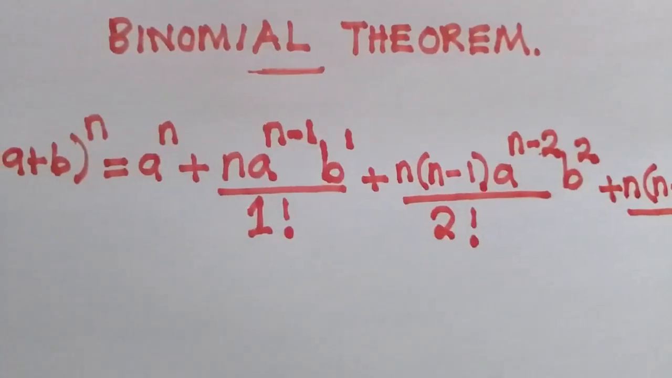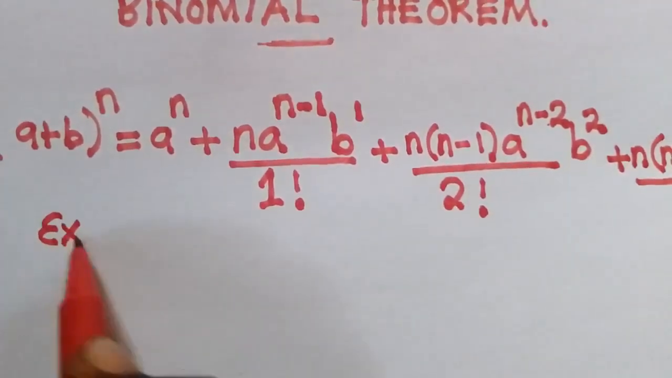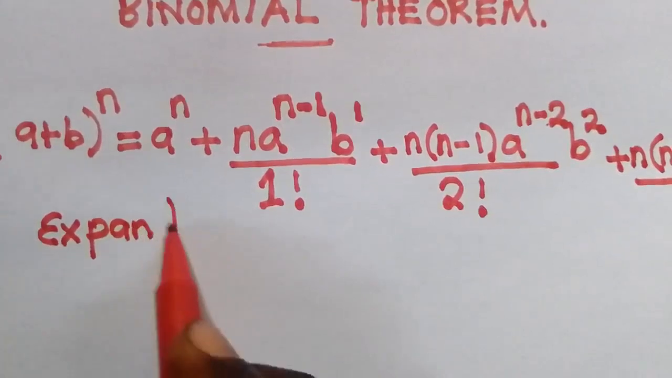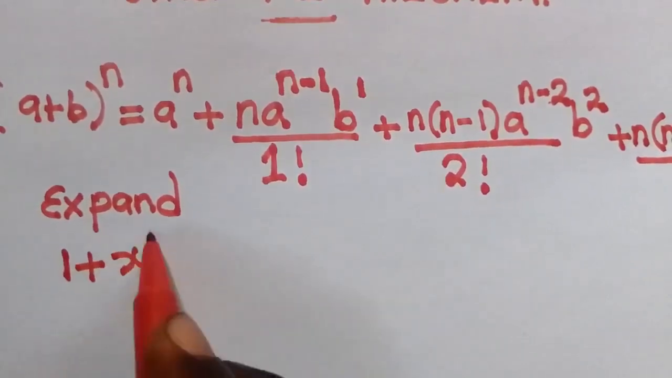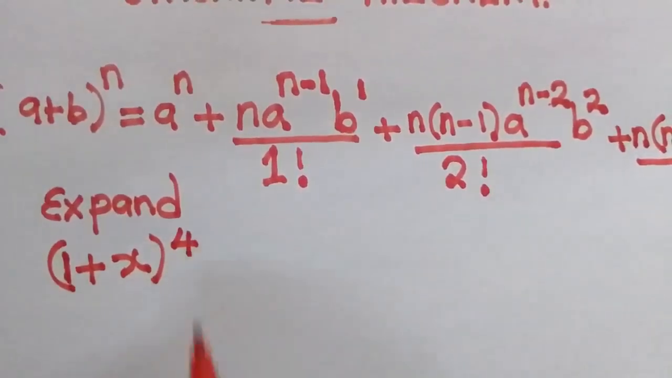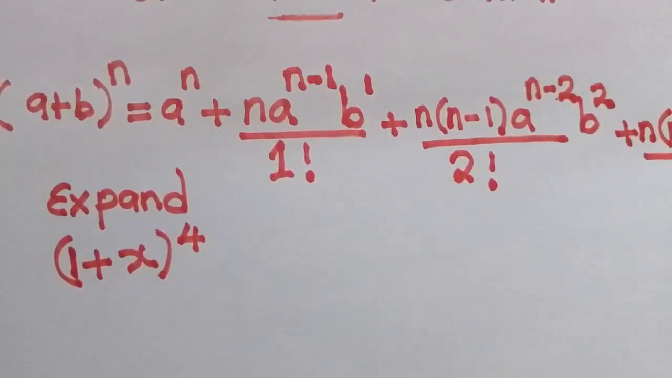Let's say you are given to expand this. The question is saying expand. You are told to expand (1 + x) raised to the power 4. How can you expand this? So (1 + x) to the power 4. You are told to expand, and we are using the binomial theorem to expand. So how can you expand something like this?